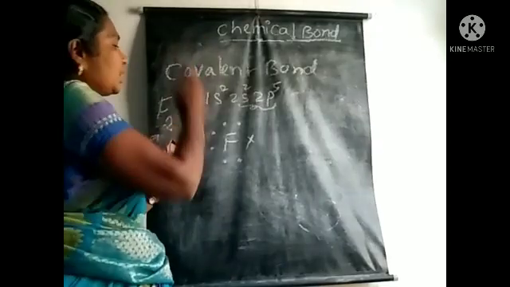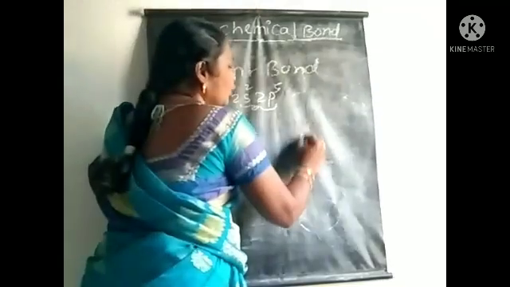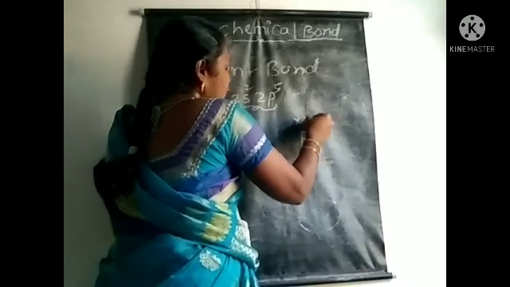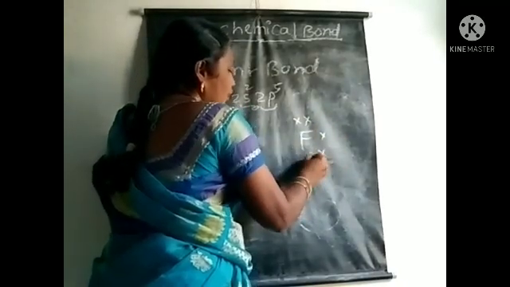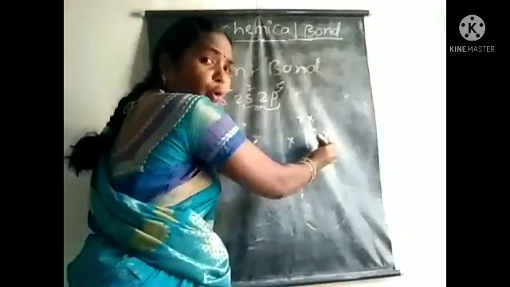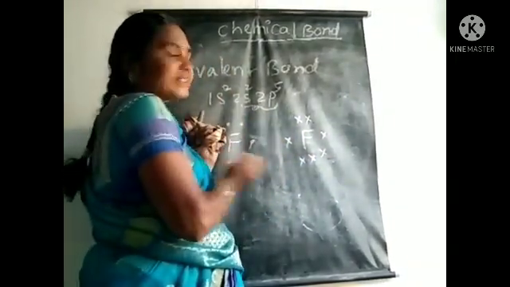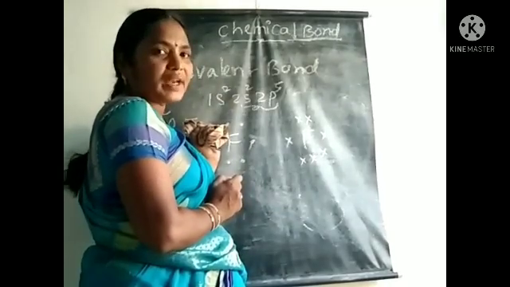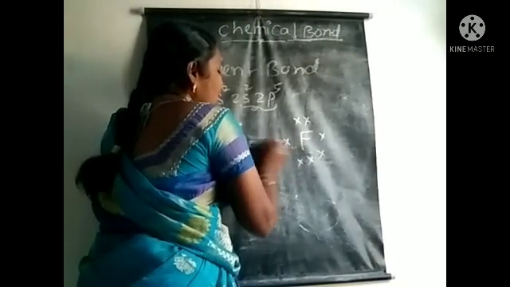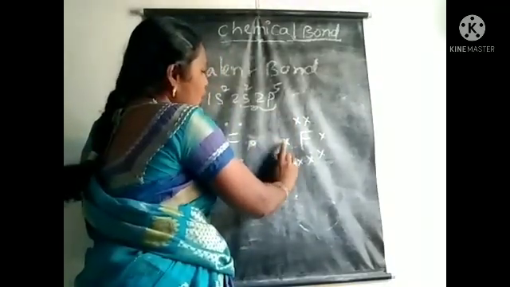Like that, another fluorine atom is also there. It has 7 electrons in its outermost orbit. It is represented with crossed marks: 1, 2, 3, 4, 5, 6, 7. Okay, both fluorine atoms come nearer and the sharing of electrons takes place. Such type of bond is called covalent bond. Here, the bond is formed between these two electrons.